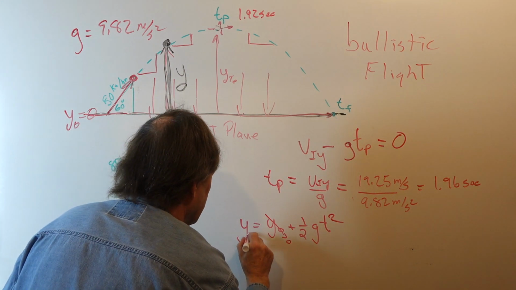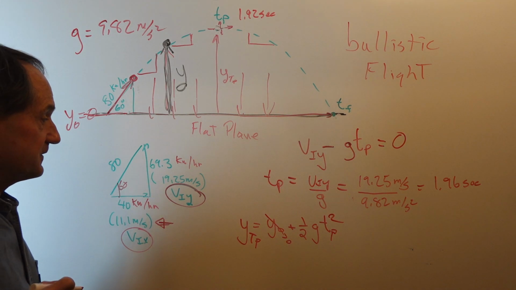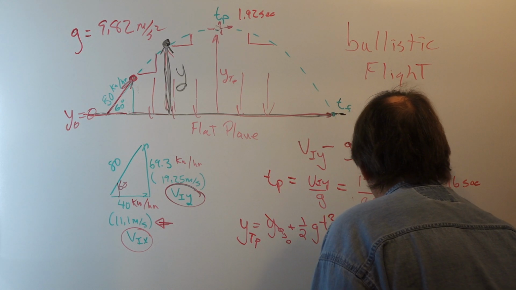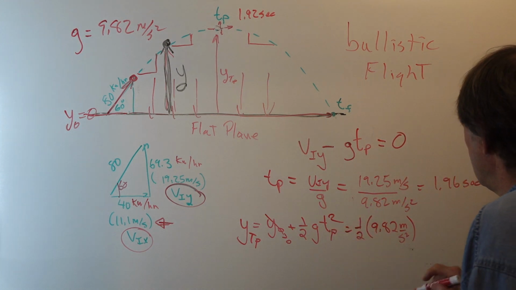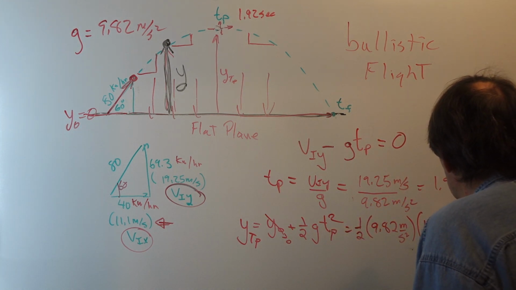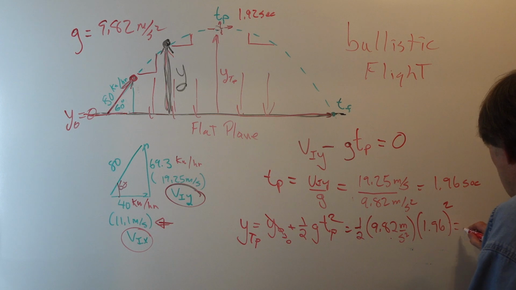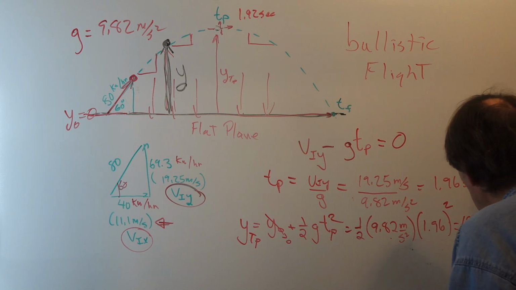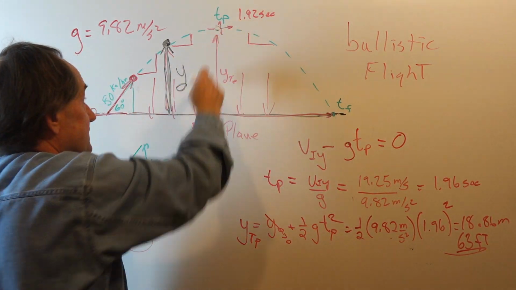So y at tp, then, we just put in for time the time at the peak, and that gives us the overall height. So putting in our numbers, 1/2 times 9.82 meters per second squared, times time to the peak squared, 1.96 squared seconds. Seconds squared go out with the seconds squared. We end up with meters, and this value is 18.86 meters, which is about 63 feet. So the object will reach a height of 63 feet or 18.86 meters.